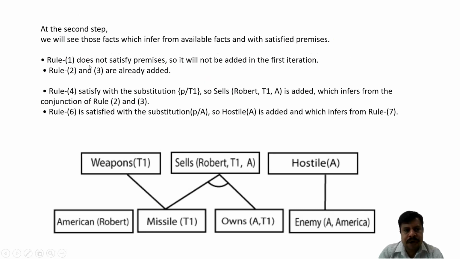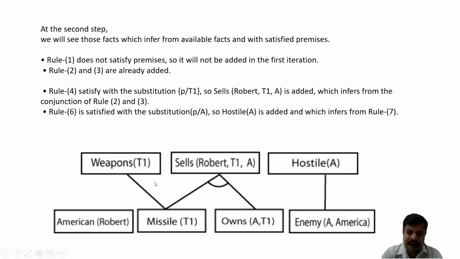Next, we will apply simple rules. Rule 1 does not satisfy premises, so it will not be added to the first iteration. Rule 2 and 3 are already added. Rule 4 is satisfied with the substitution P by T1. So sells Robert T1 A is added, which is inferred from the conjunction of Rule 2 and 3, which were discussed in the previous slides. Rule 6 is satisfied with the substitution P of A. So hostile A is added, which is inferred from Rule 7.